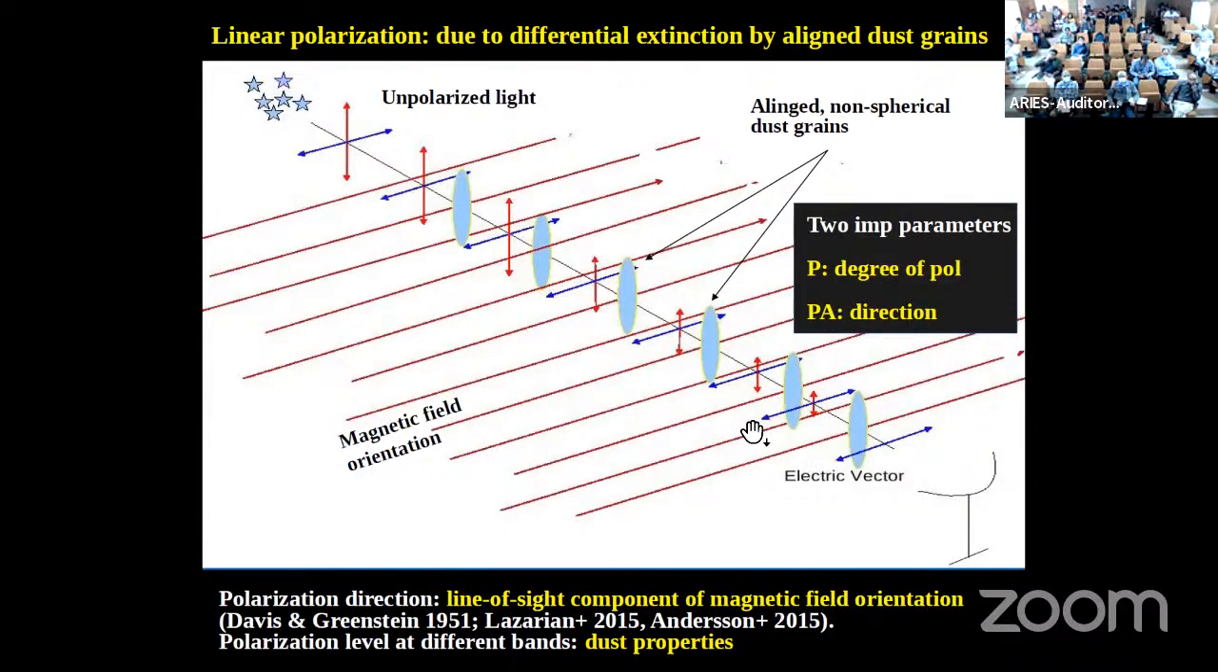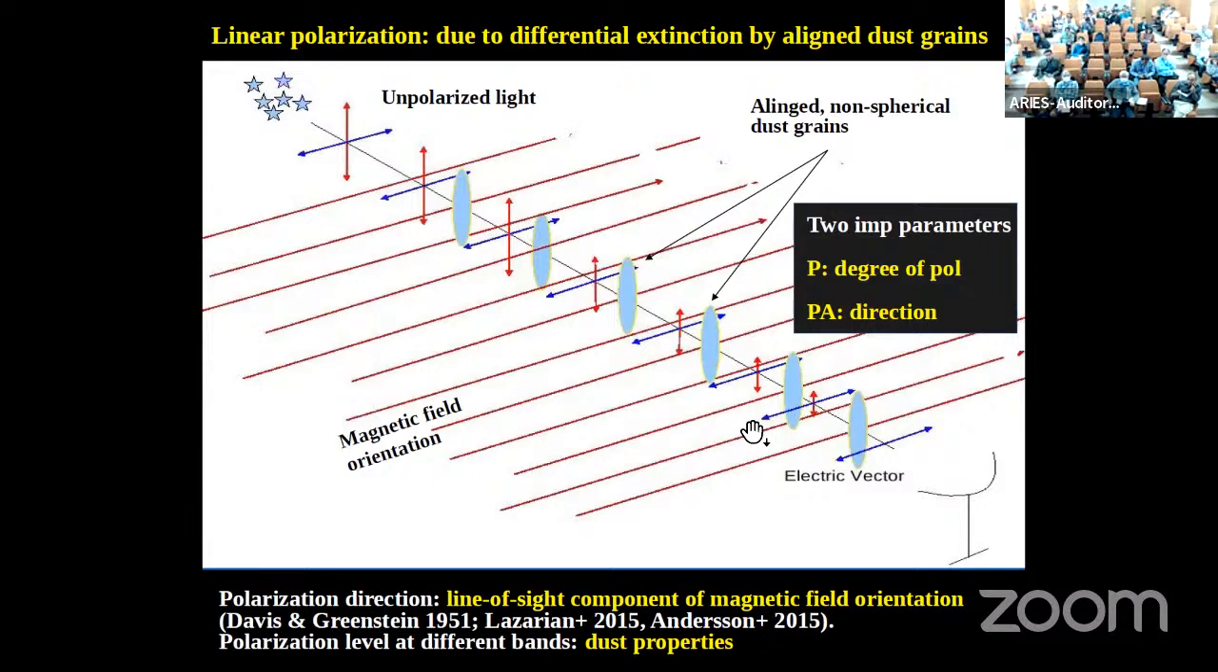So the mechanism actually goes like this. If you have unpolarized light coming from distant stars, when this light encounters the elongated dust grains, one component of the light will be preferentially extinguished, because it encounters the maximum absorption cross section, in comparison to the other component, the blue component. Because of this dichroic extinction, the received light will be linearly polarized.